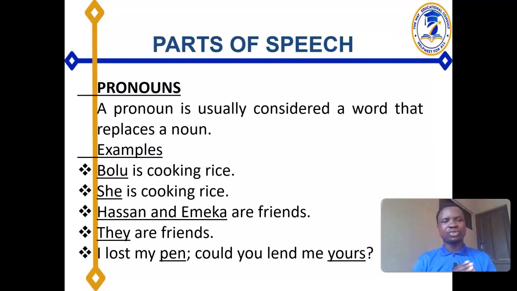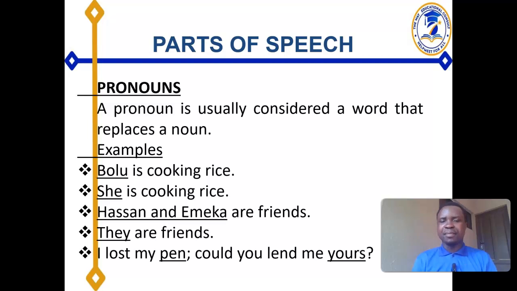When we refer to a pronoun, what does it mean? It's usually considered as a word that replaces a noun, right? So, Bolu is cooking rice. Now, in order to replace the noun Bolu, what do you have? She, right? So she is a pronoun replacing Bolu there. Azan and Emeka are friends. In order to use a word to replace Azan and Emeka, you know what? They. So that they there is a pronoun.